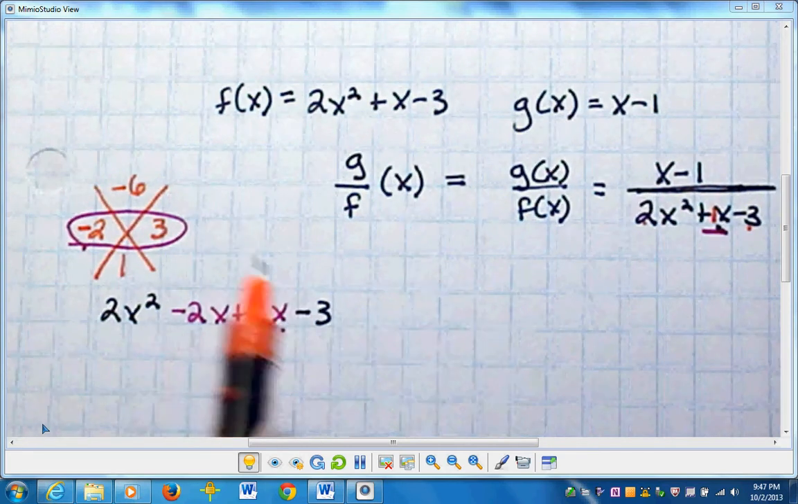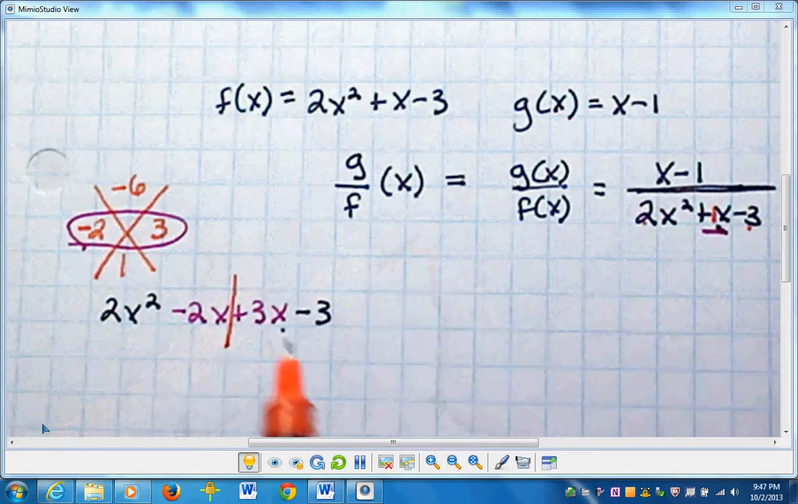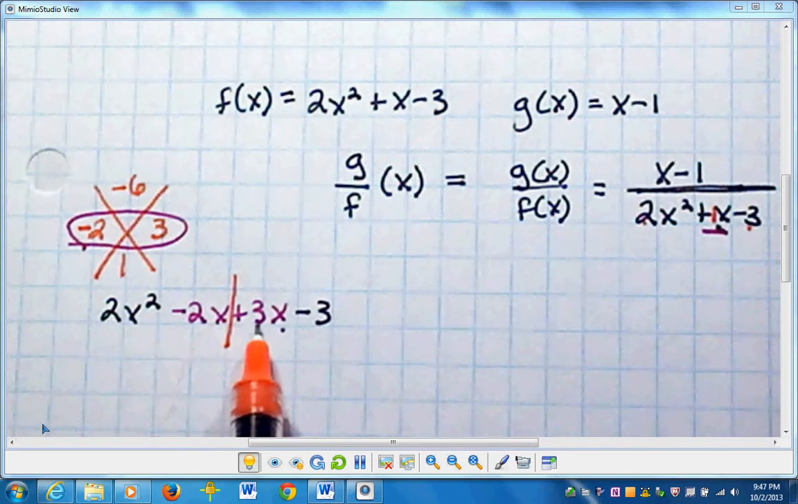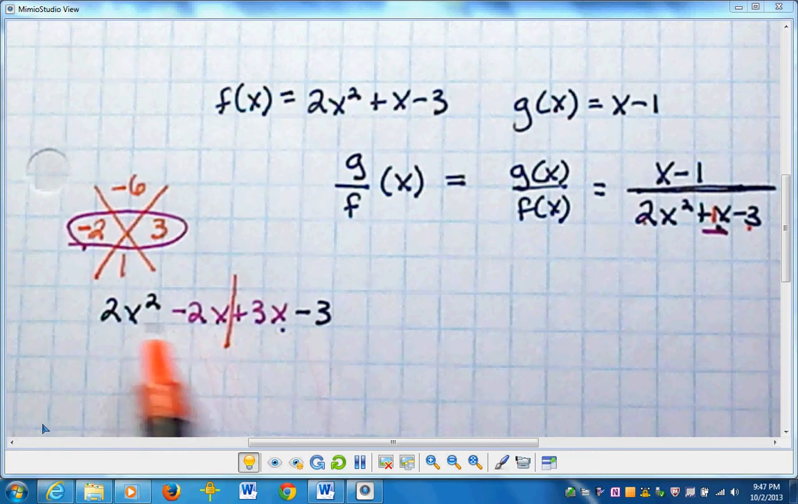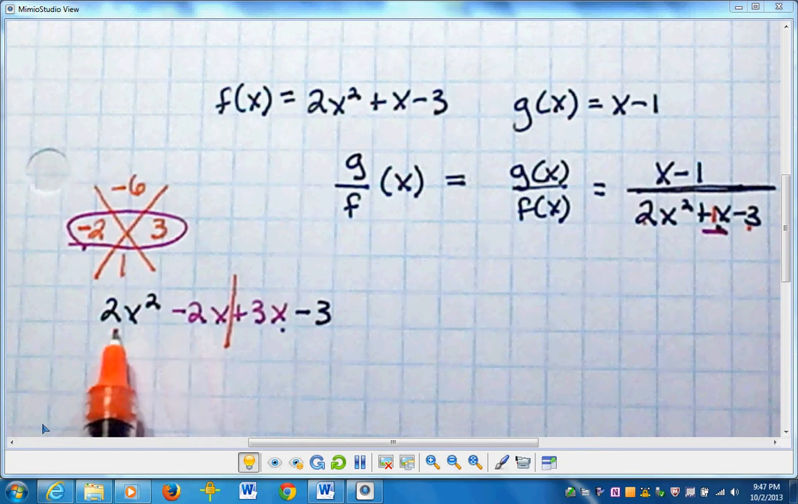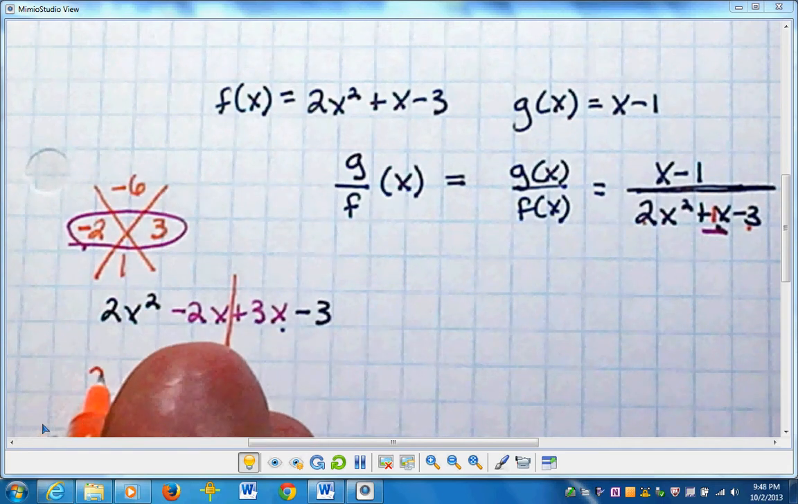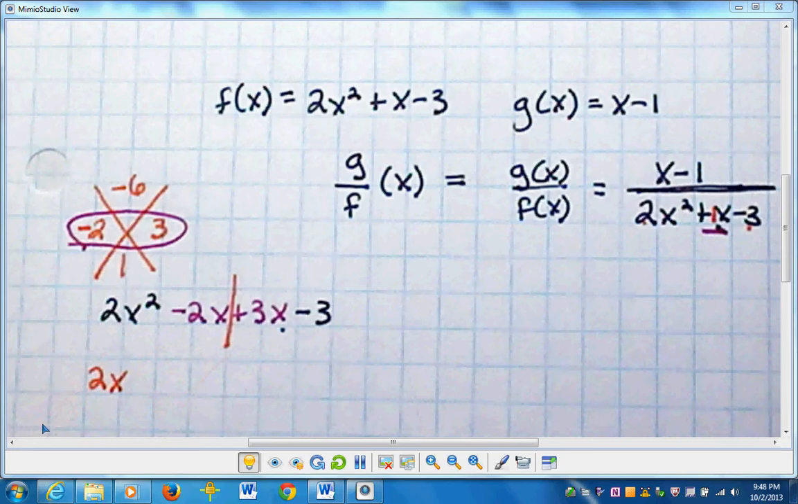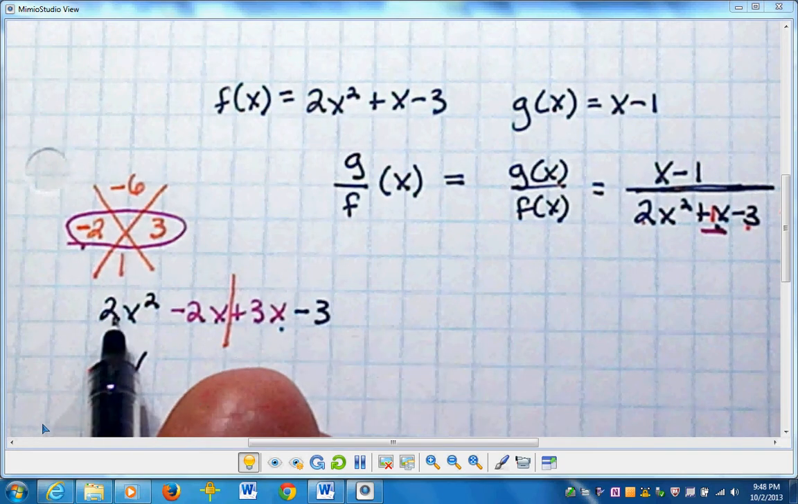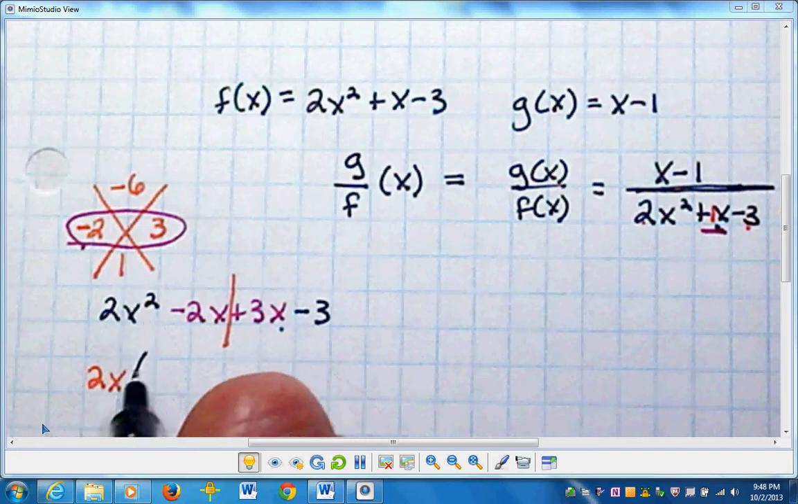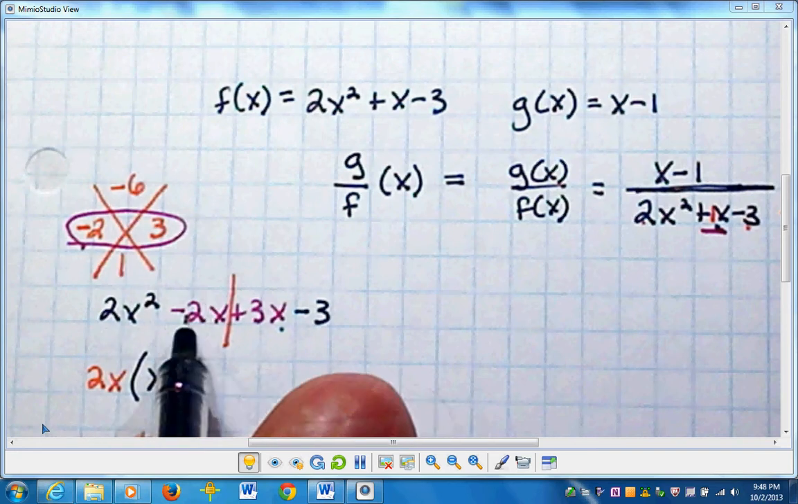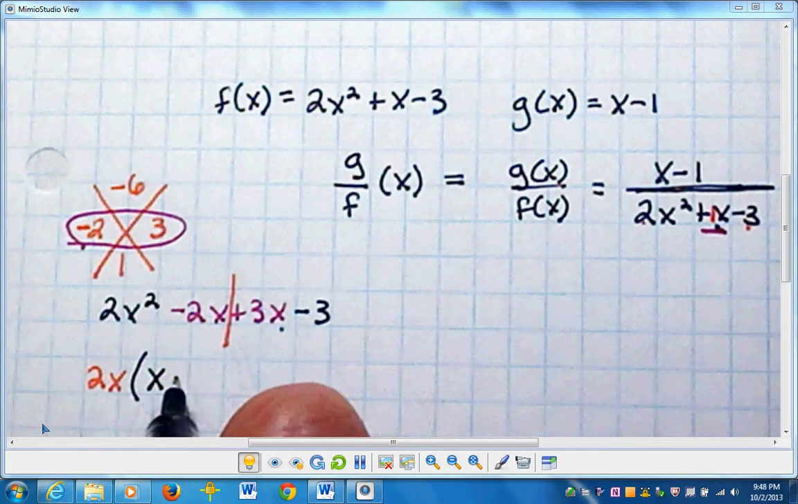Now, I'm going to take what I've done, and notice I have 4 terms. So I'm going to put 2 terms on one side and 2 terms on the other. Now I'm just going to look at the left side. What do they have in common that I can factor out? Well, I can factor out a 2 from both terms, and I can factor out an x from both terms. So I'm going to factor out a 2x. When I factor out the 2x, 2x squared divided by 2x just gives me x. Negative 2x divided by 2x gives me negative 1.